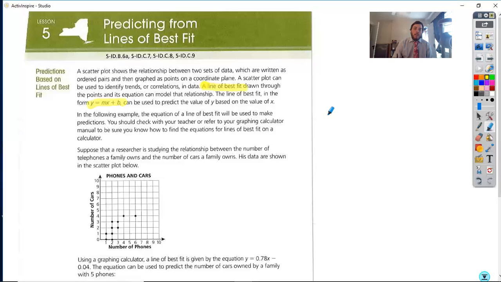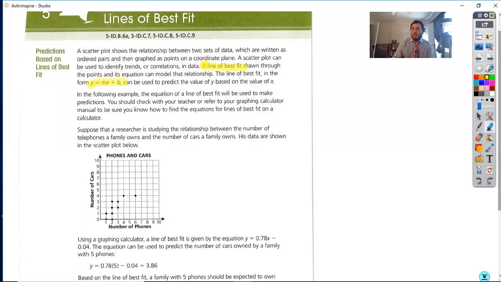So here it says, in the following example, the equation of the line of best fit will be used to make predictions. You can check with your teacher or refer to your graphing calculator manual to be sure you know how to find the equations for lines of best fit on a calculator. So I'm going to show you that using our TI-Nspire calculators. So it says, suppose that a researcher is studying the relationship between the number of telephones a family owns and the number of cars a family owns. His data are shown in the scatter plot below.